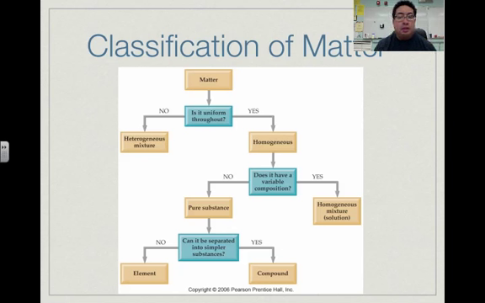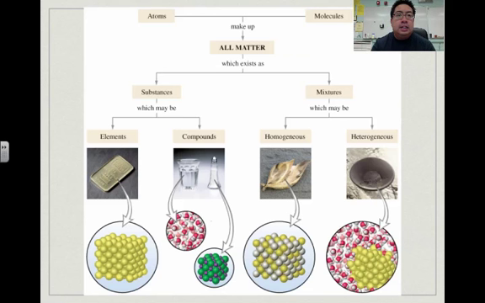We can also classify matter. So this is just a little diagram to help you go through and decide what kind of mixture you have, or whether it's pure or an element or a compound and things like that. And then on this last one, again, another flow chart to classify things as well.